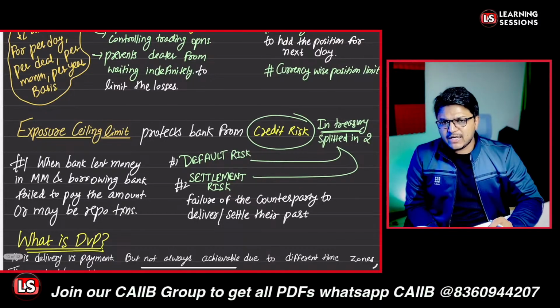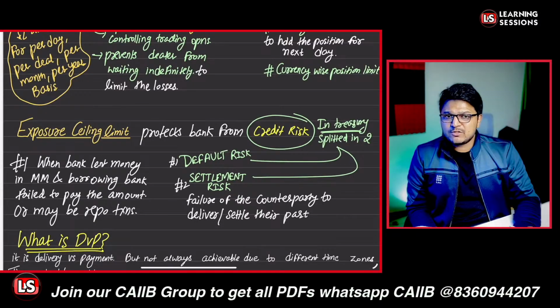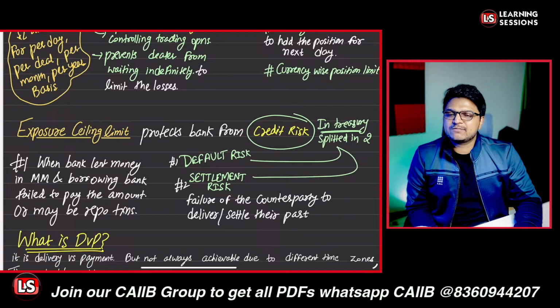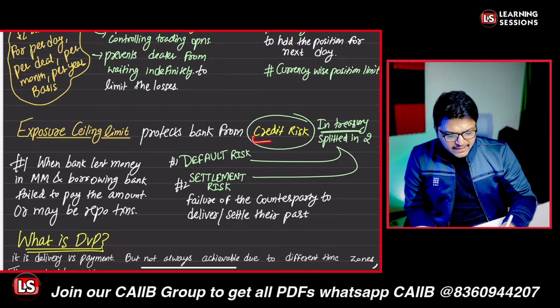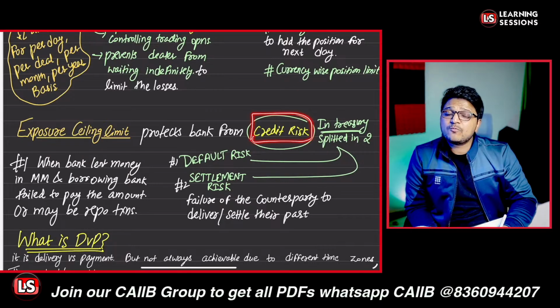Now I've already explained the idea related to stop loss limit, so I'm not going to explain it again. In the exposure ceiling limit, what type of risk does it protect the bank from? It protects the bank from credit risk. Now, what type of credit risk can be there in the case of the treasury market?